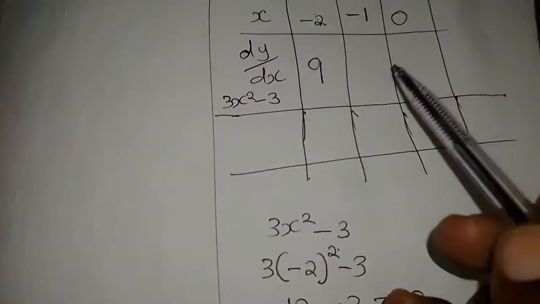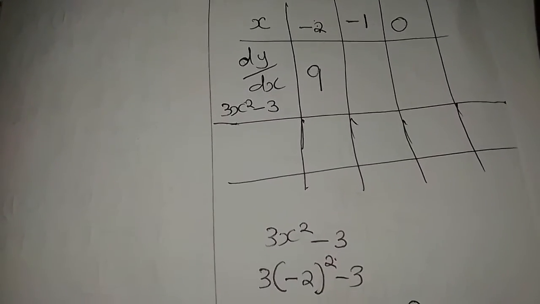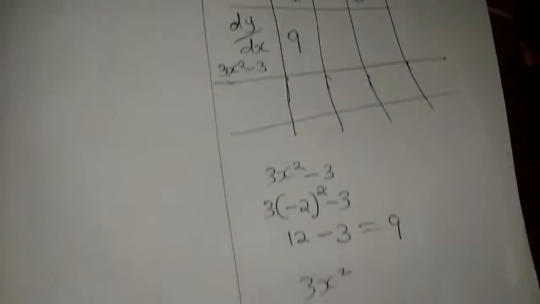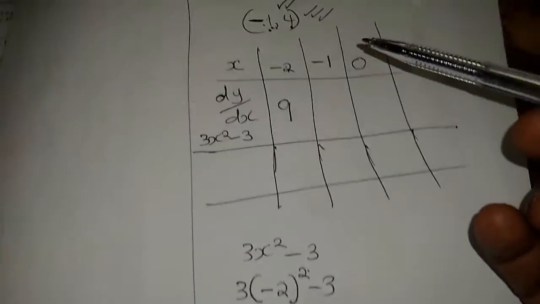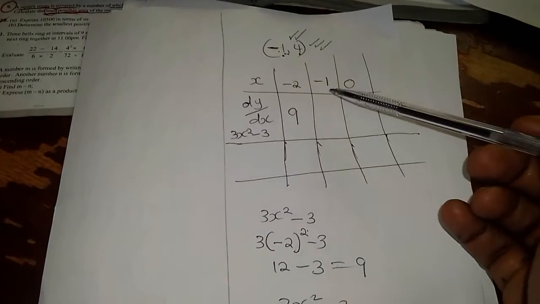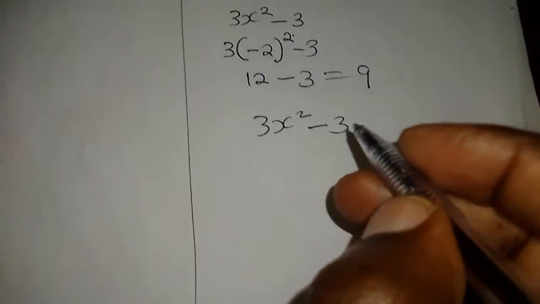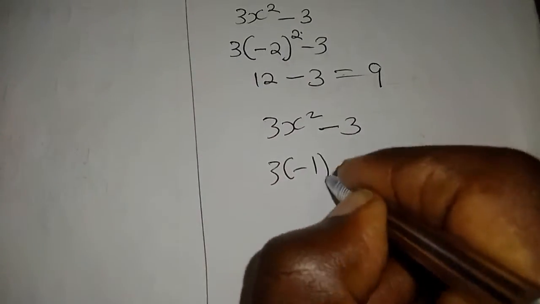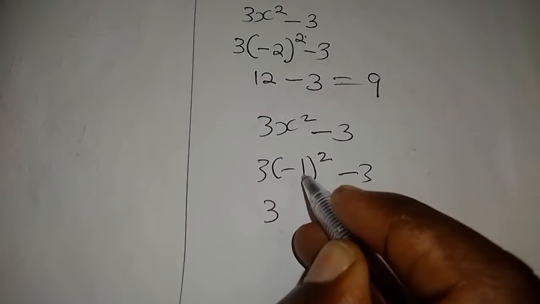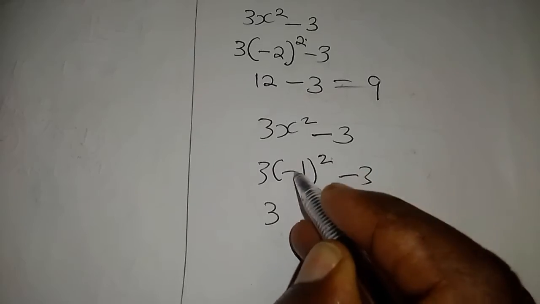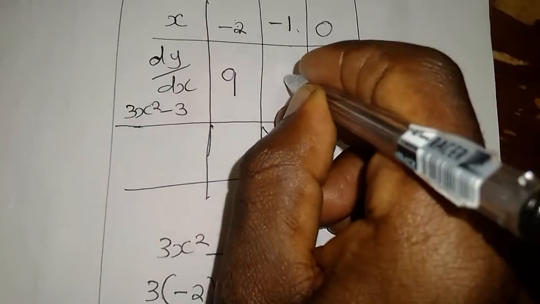Great. I'll use -1 in my second case. So I'll say 3x squared minus 3. The value of x I want to use is -1. So I'll say 3 into (-1) squared minus 3. What do I have? Of course, (-1) squared is 1. 1 times 3 is 3. So 3 minus 3, the answer is 0. So I'm going to write here 0.